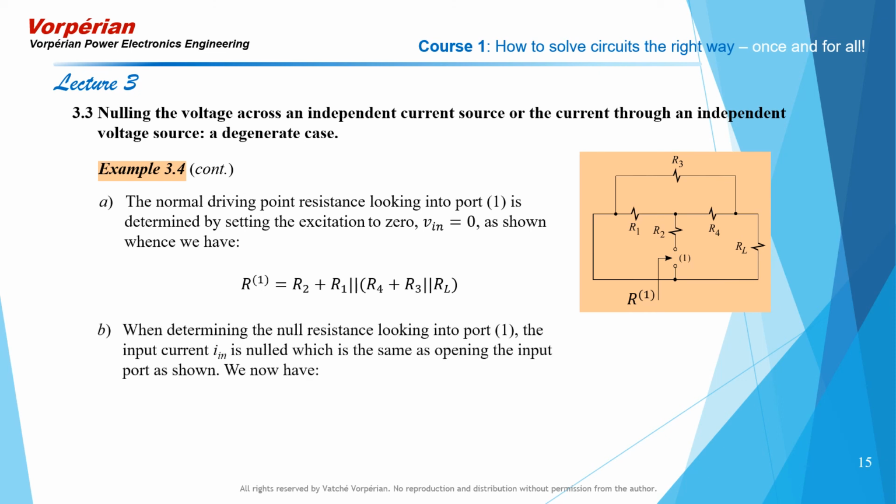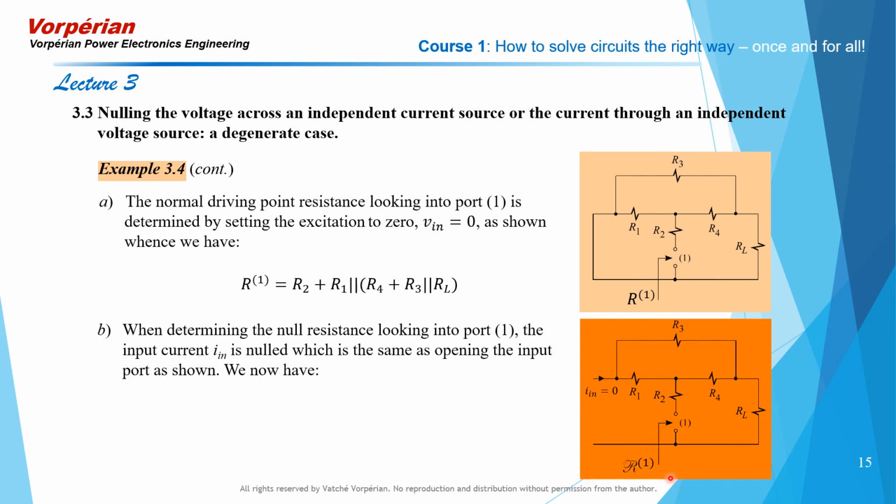Now the null impedance looking into port 1, with this current here being nulled in the presence of this voltage source here, when you null that, the calculation is equivalent to opening that port there. And when you do that, the null impedance looking into port 1 now is a straightforward calculation, which is R2 plus the parallel combination of R4 with R1 plus R3 in series with RL.